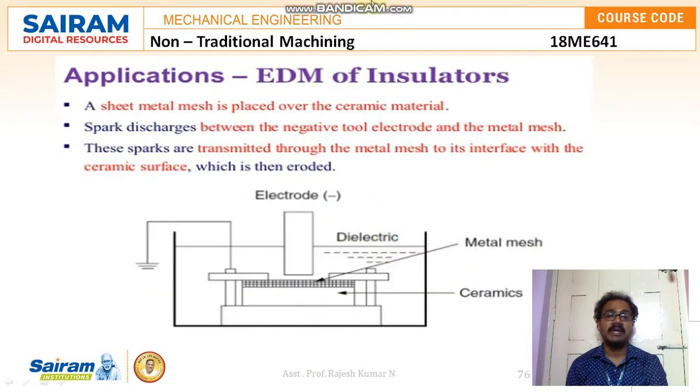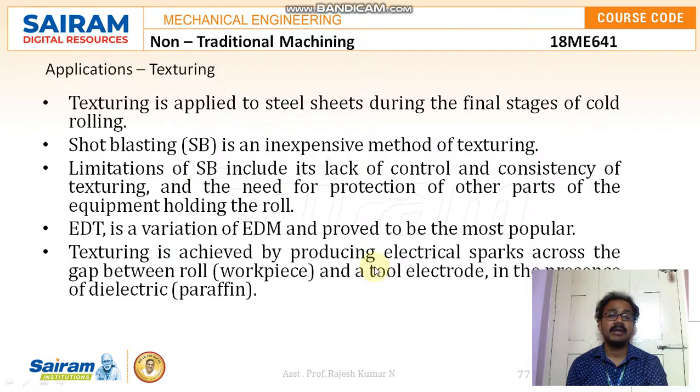And moving to the next one, EDM of insulators. A sheet metal mesh is placed over the ceramic material where the spark discharges between the negative electrode and the metal mesh. So these sparks are transmitted through the metal mesh and to its interface with the ceramic surface, which is then eroded. And the dielectric fluid presence is mandatory here also.